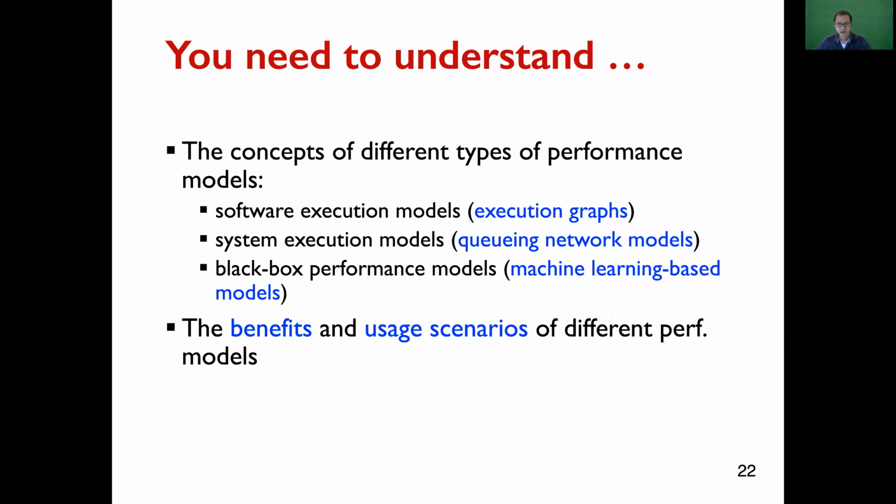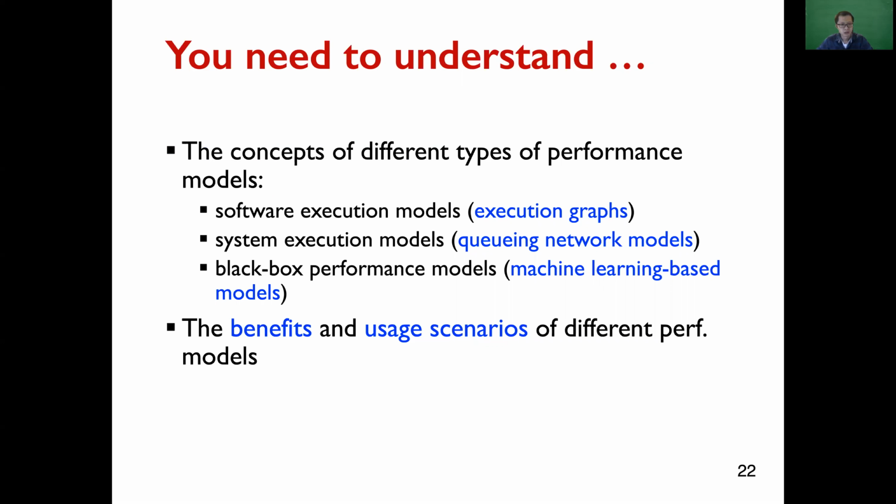So what you need to understand are the concepts of different types of performance models, including software execution models, which are also named execution graphs. You need to understand the concept of system execution models, also named queuing network models. And you need to understand the black box performance models, which are typically machine learning based models, sometimes also called data mining based models. You need to understand the benefits and usage scenarios of different performance models.